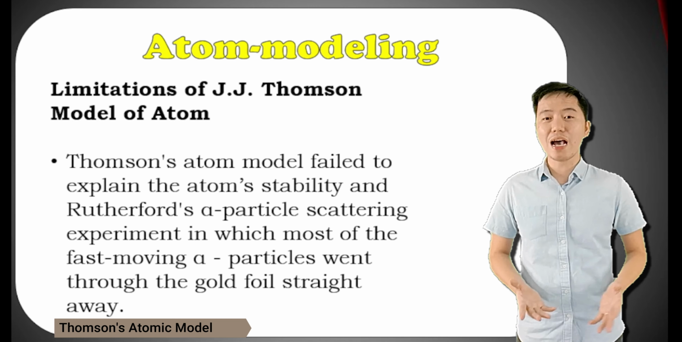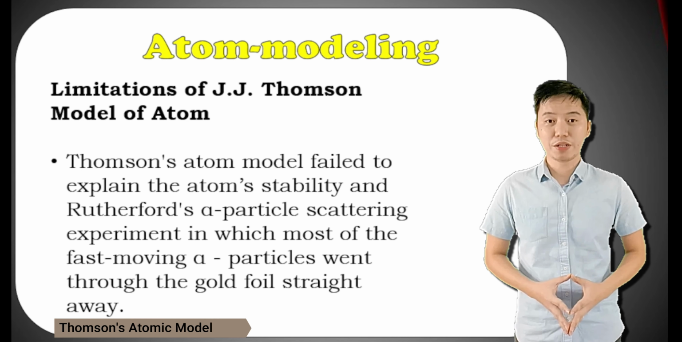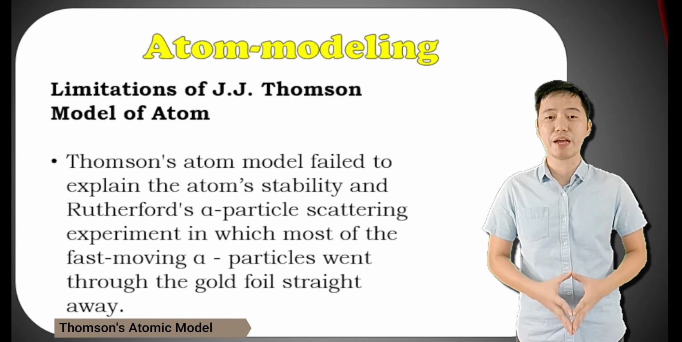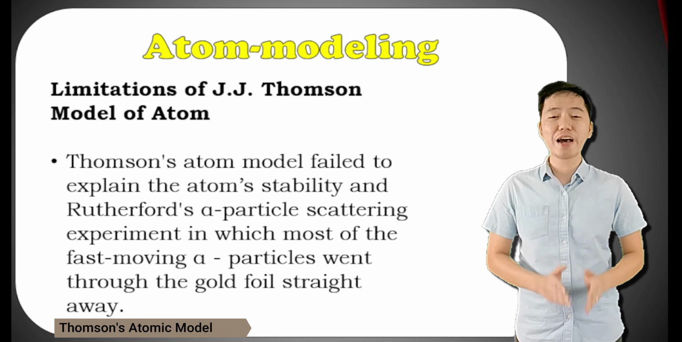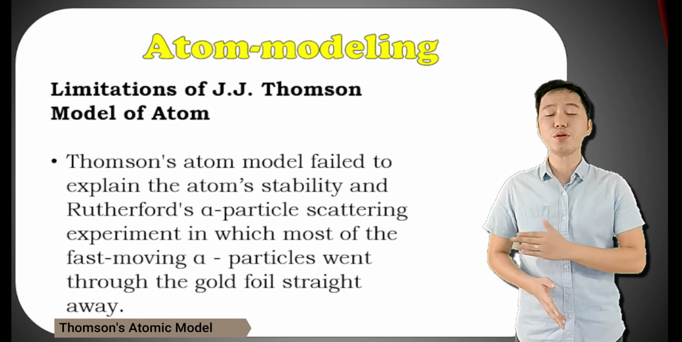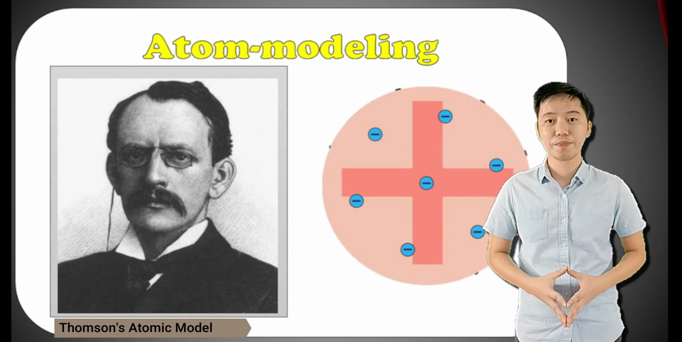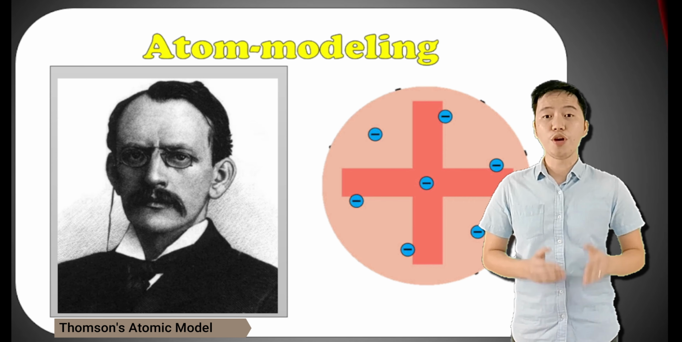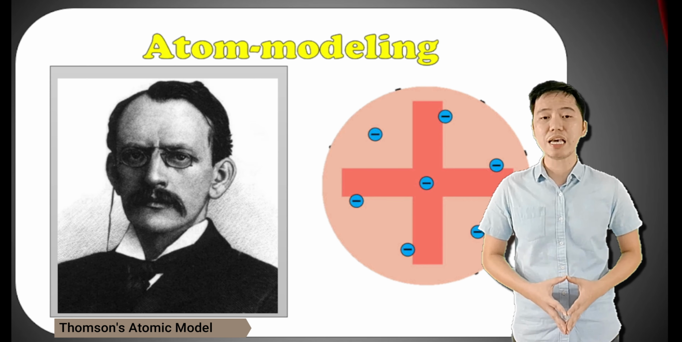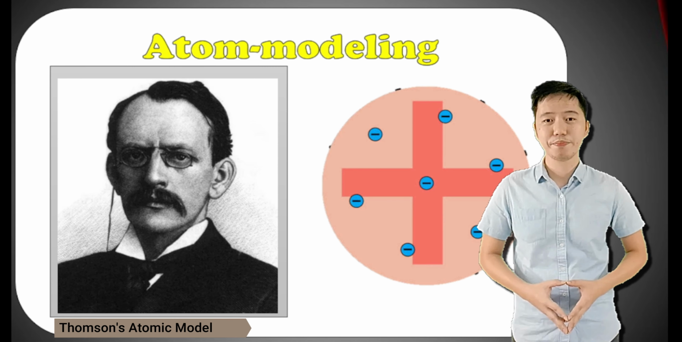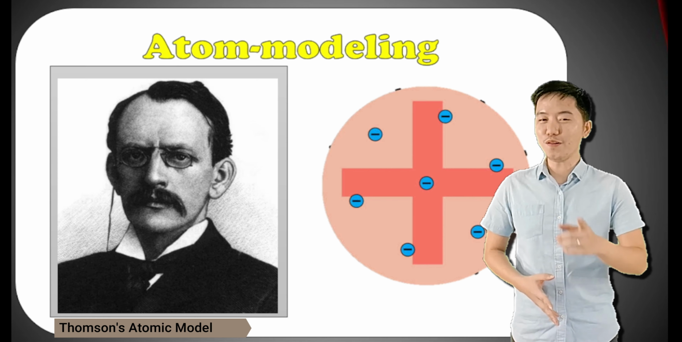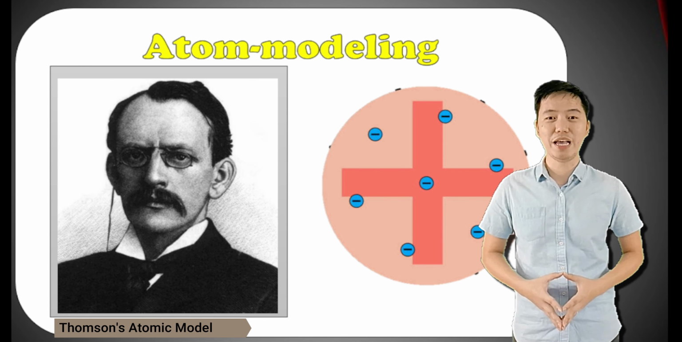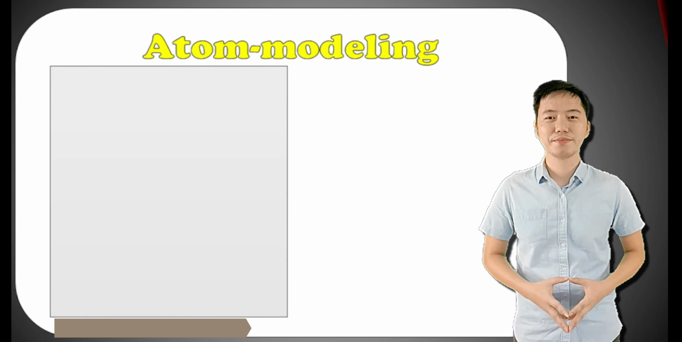The whole atom was electrically neutral, but Thomson's atomic model failed to explain Rutherford's alpha particle scattering experiment, in which most of the fast-moving alpha particles went through the gold foil straight away. These were some of the drawbacks of Thomson's model of an atom, which failed to explain the atom's stability and the scattering experiment of Rutherford. So the next time you eat bread, look for the raisins and see how random they have been. Thomson's atomic model.